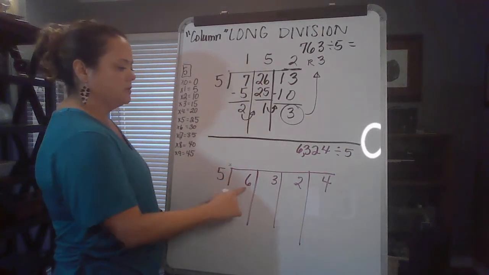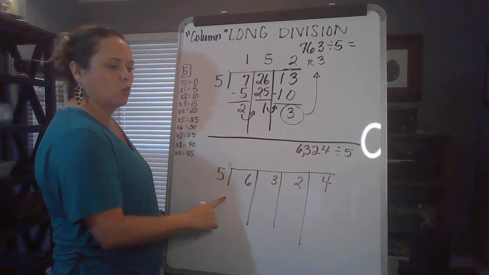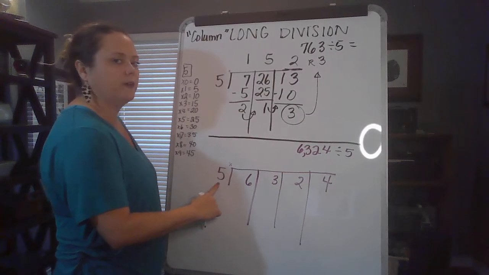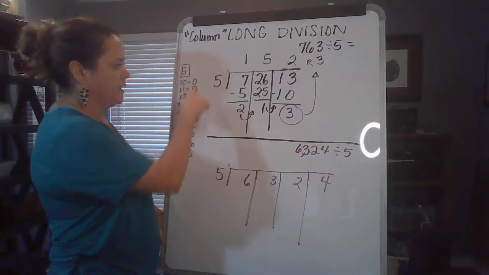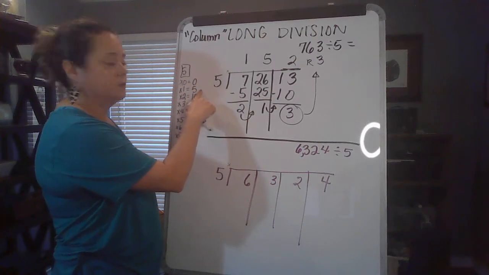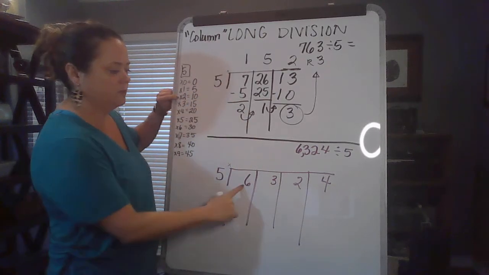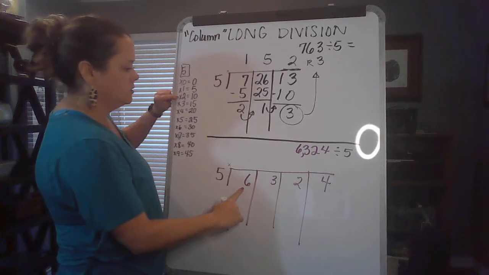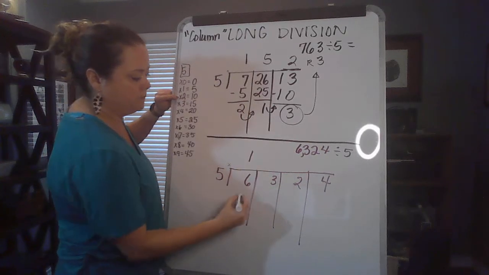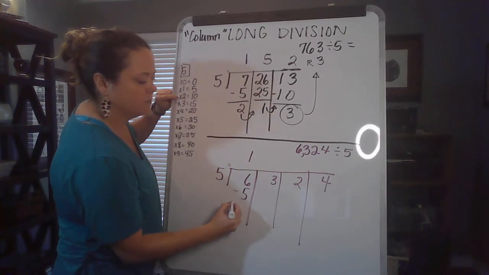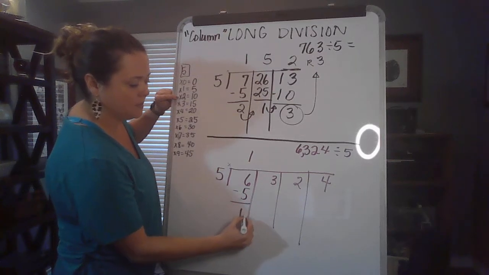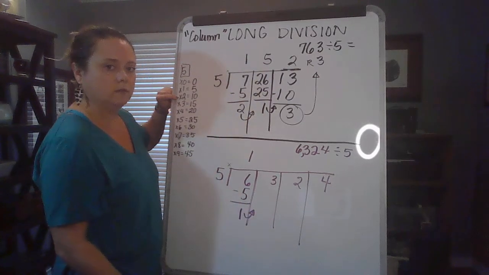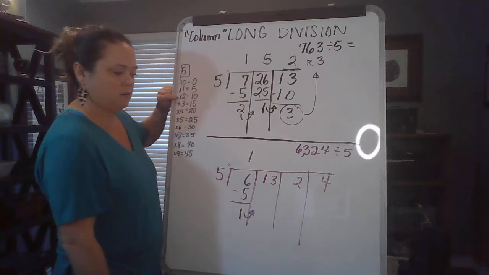You have 6 items. We want to make groups of 5. So how many groups of 5 can I make? I can make 1 group, because I can't make 2 groups, I don't have enough. I only have 6. So 5 times 1 is 5. Subtract. I'm going to send this 1 next door, which is going to give me 13.